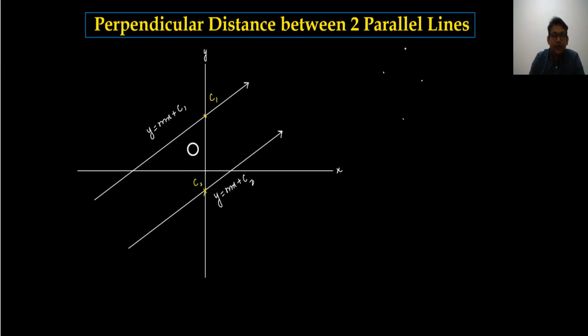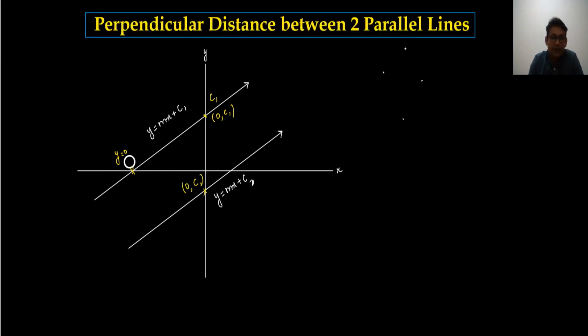So on the y-axis we have c1 only, but can you find something on the x-axis? On the x-axis, y is equal to 0. So when I substitute y equals 0, just observe here. This is (0, c1) and this is (0, c2).